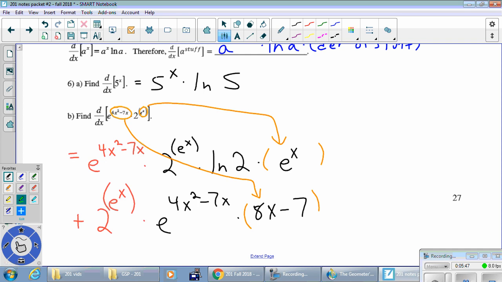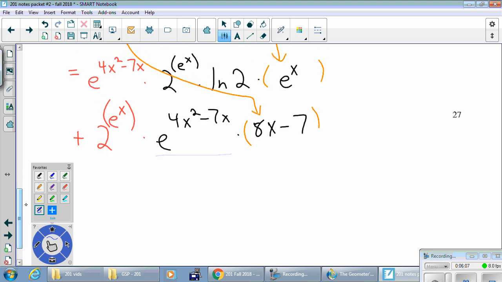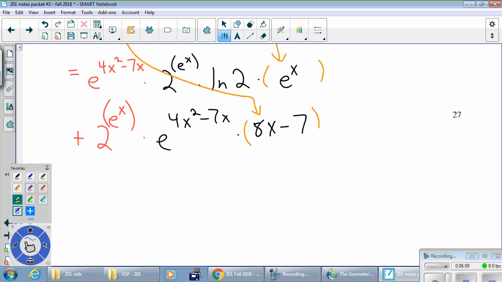Common algebra stuff that you can do with product rule is try to factor out the greatest common factor of the two terms separated by that plus sign. You'll see that these two terms have a lot in common. They both have an e to the 4x squared minus 7x, so you could factor that out of both. They both have a 2, you know what, maybe we'll actually do this one. I know typically we don't simplify, but this is a common technique that I want us to know.